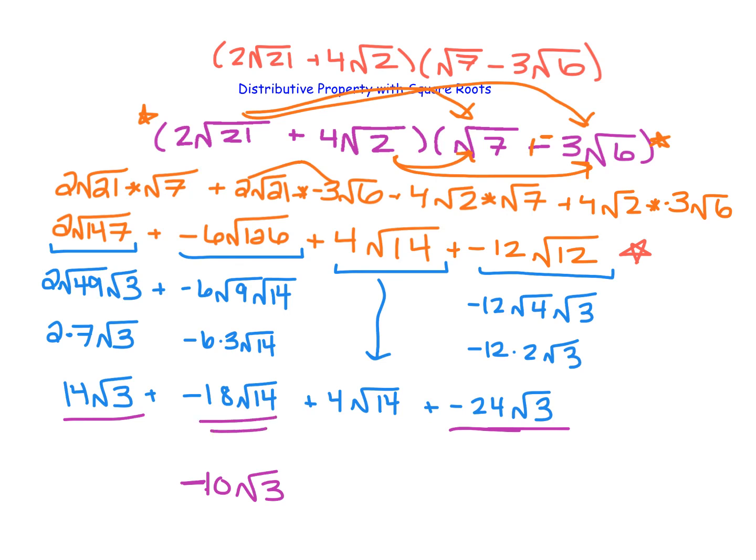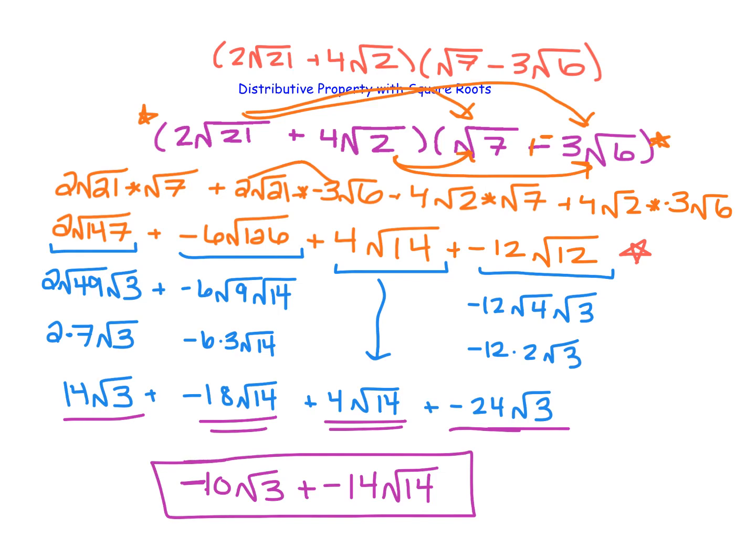And then here, both of these contain the square root of 14, so those are like square root parts as well. So I add together those coefficients. Negative 18 plus 4 is a negative 14 times the square root of 14. And because the square root of 3 and the square root of 14 are different square roots, that is as far as I can go with combining like square roots.